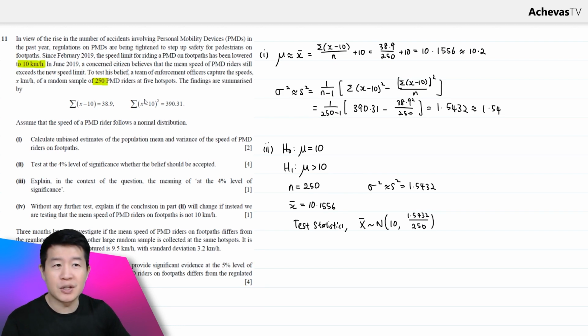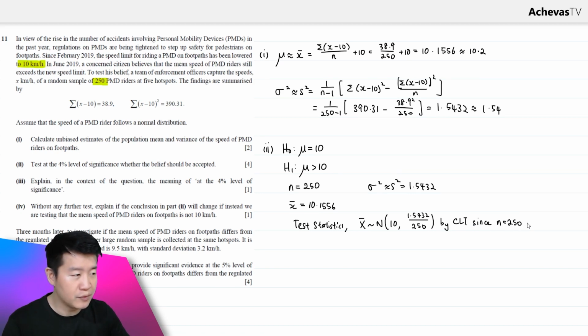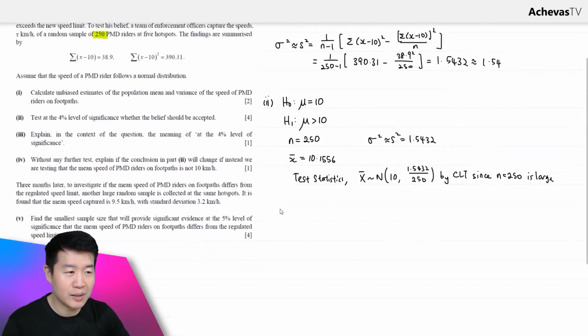And if you look at this question, it has never been mentioned that the speed limit follows a normal distribution. It is not mentioned, so in order for me to write this as a normal distribution, we'll be approximating this through the central limit theorem. And this is possible because n, which is equal to 250, as compared to the 20 that we looked at just now, is definitely large. So I'm going to press it into my GC to get the p-value.